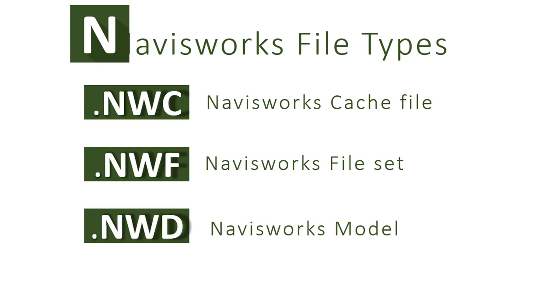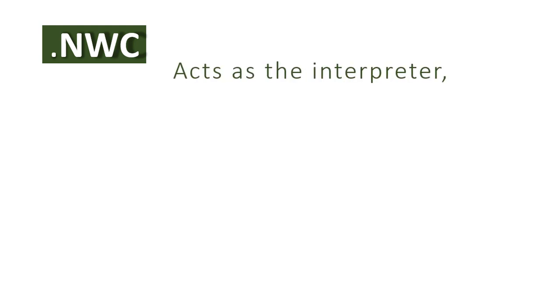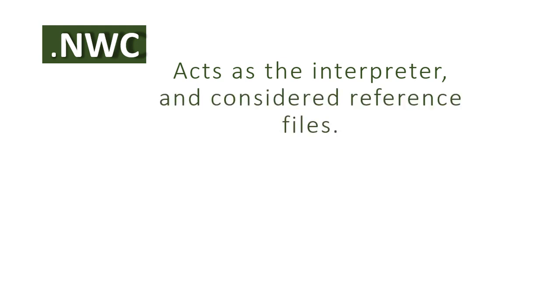Let's take a look at the file types in Navisworks. The first type of file is called the NWC. These are considered cache files and will speed up access to commonly used files. This file acts as the interpreter between Navisworks and the software you're using. NWC files are to be considered reference files and not working files. So, an NWC file cannot be saved.